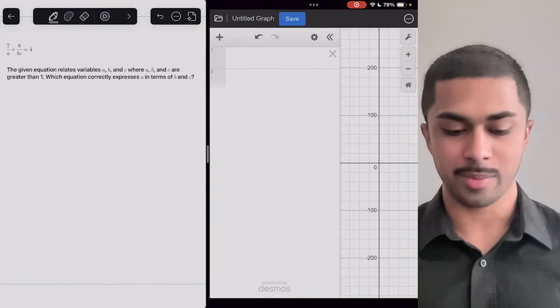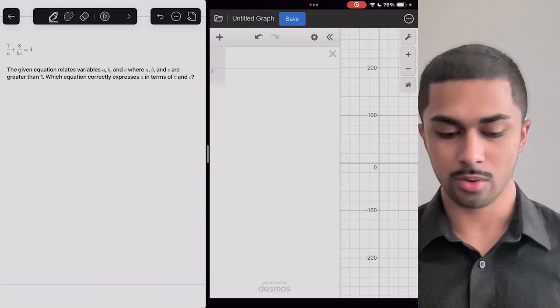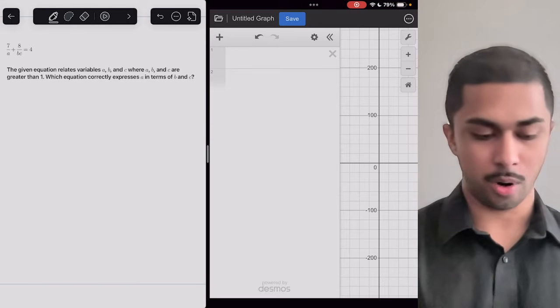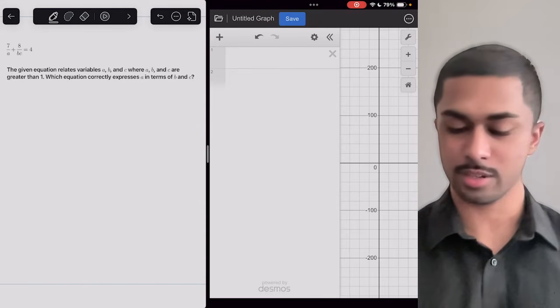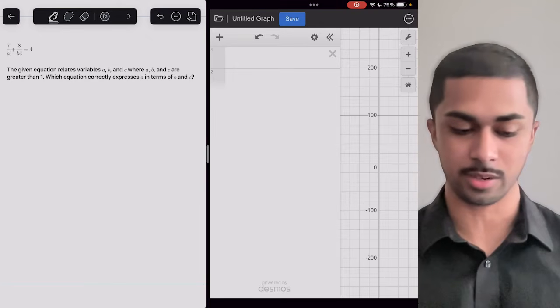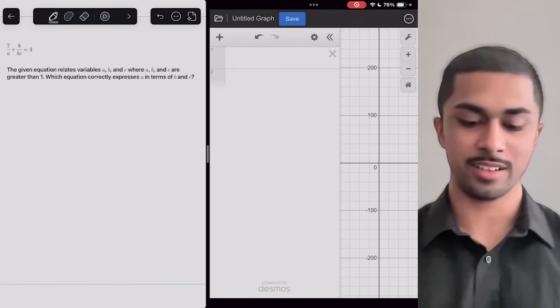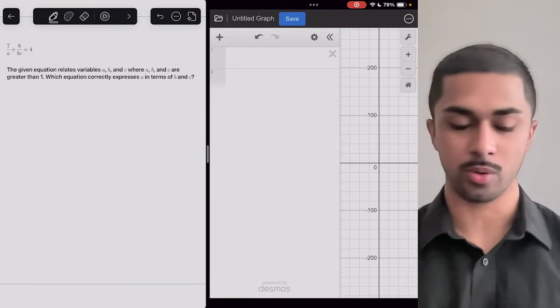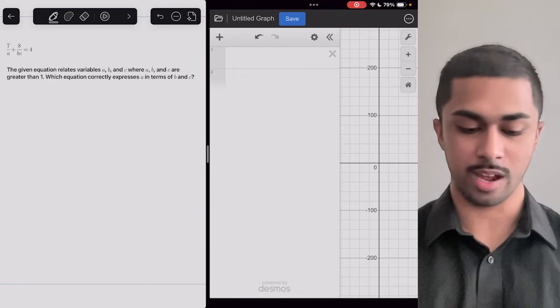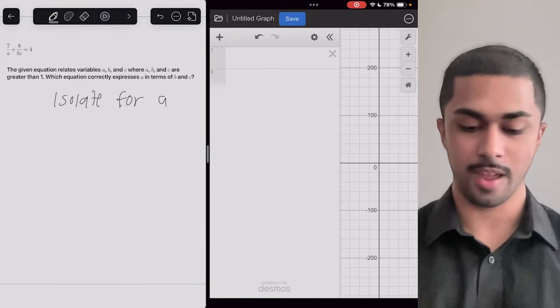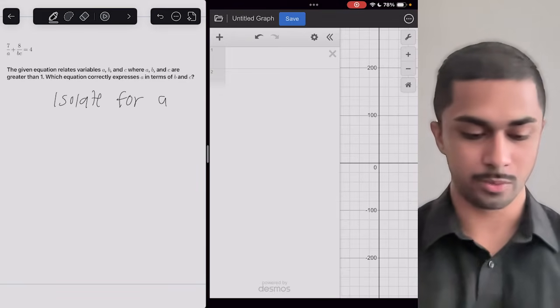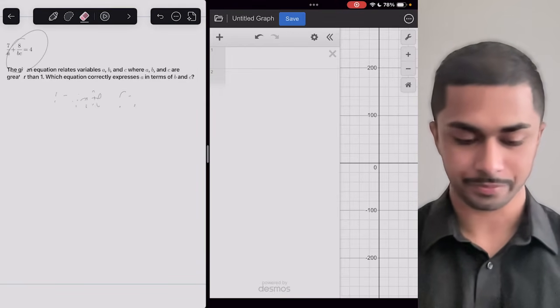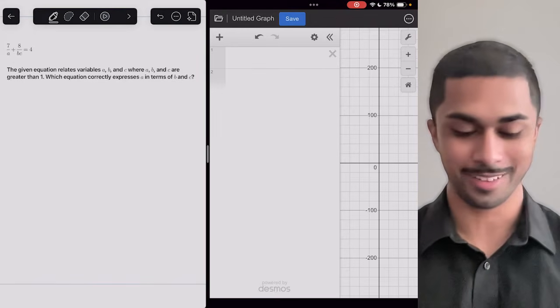The given equation relates a, b, and c where a, b, and c are greater than 1. Which equation correctly expresses a in terms of b and c? Part of finding the fastest solutions to each of these hard SAT questions is really just taking the entire text that you just read and simplifying it into the fewest words possible. So if I were to do that for this question, I would simply say that this is just asking us to isolate for A. That's it. We want to take this equation and isolate for A. It's a lot simpler when you do it that way, right?